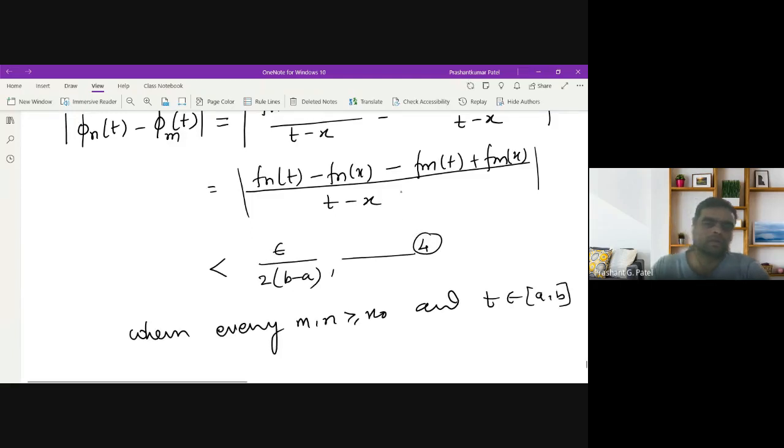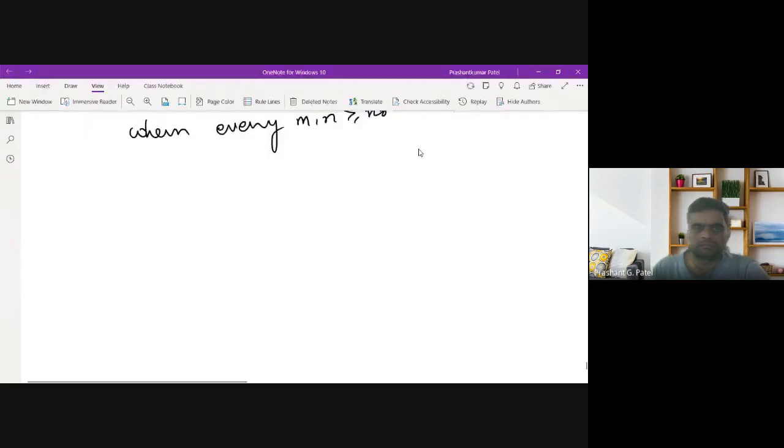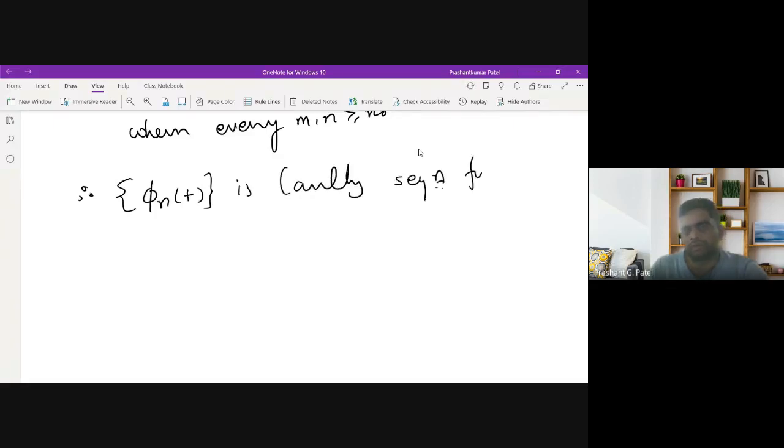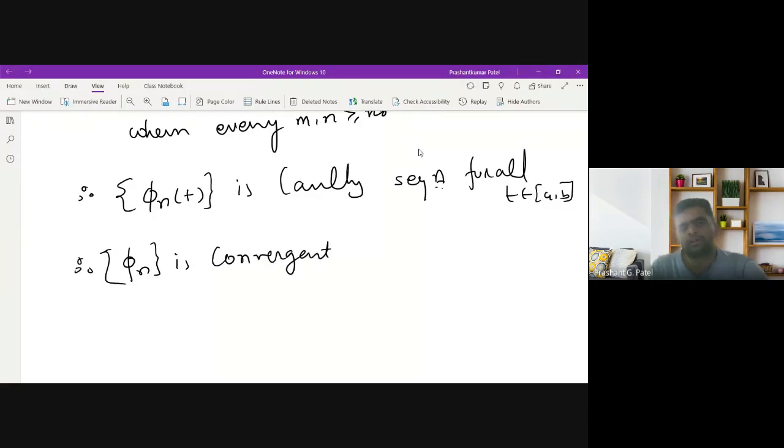Therefore, what we can say is phi n(t) is a Cauchy sequence for all t belongs to [a, b], which tells you by Cauchy's criteria that phi n is convergent uniformly on [a, b].